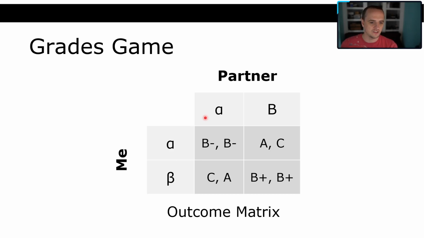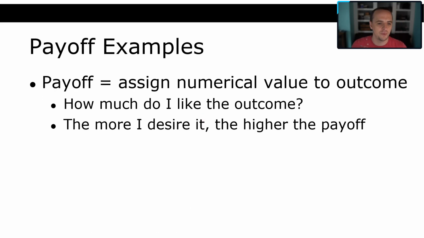And so what I tried to say on that last slide is that game theory cannot help you translate outcomes into payoffs, because that's a personal thing, right? However, if you have payoffs, game theory can help you make the decision, all right? So here are some payoff examples. A payoff is assigning a numerical value to an outcome. So it's essentially, how much do I like the outcome here? The more I desire that outcome, the higher I would put the payoff.